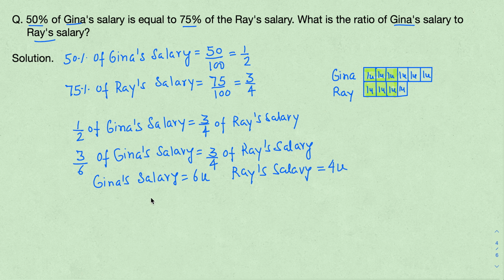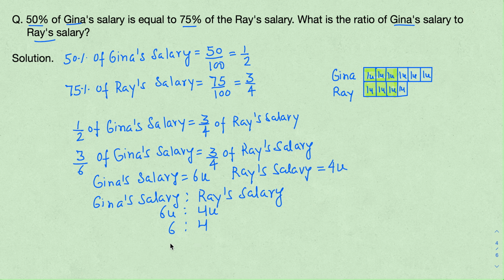So what is their ratio? What is the ratio of these two? So we can say it from here. Gina's salary is to Ray's salary is how much? It's pretty simple. It's 6 units is to 4 units, which obviously we can write as 6 is to 4, right? And we must simplify it because it's a ratio, so it will be 3 is to 2. How do we get this? Well, just divide both sides by 2, right? So this is our final answer.